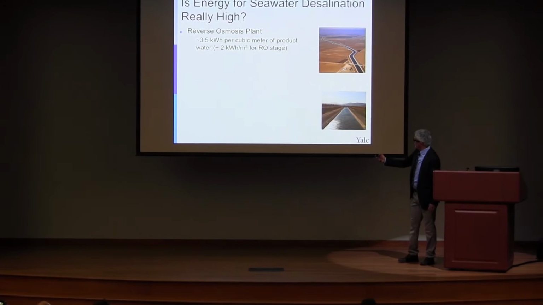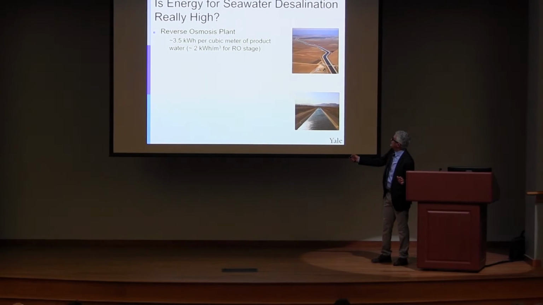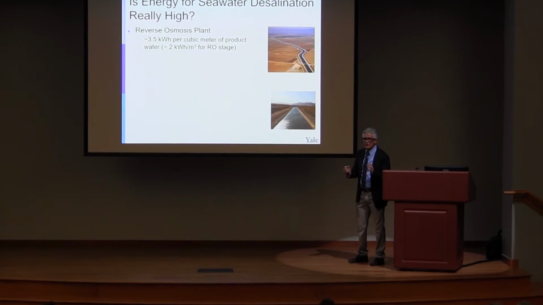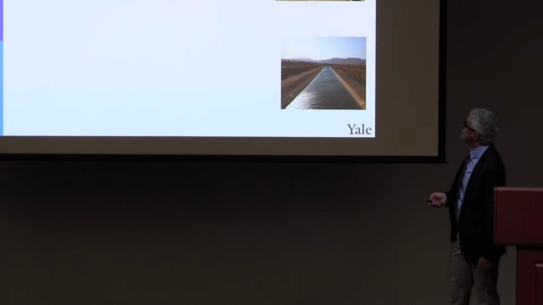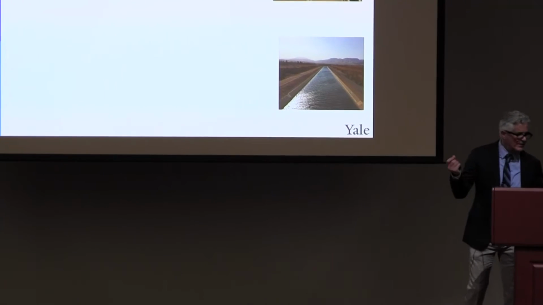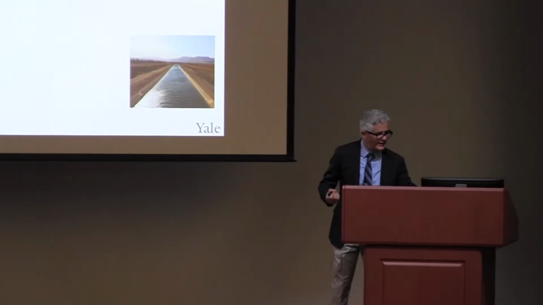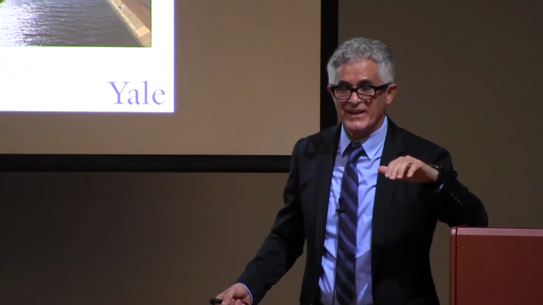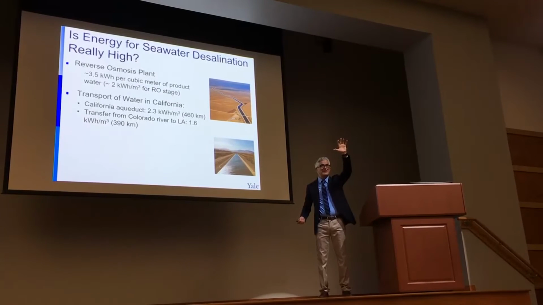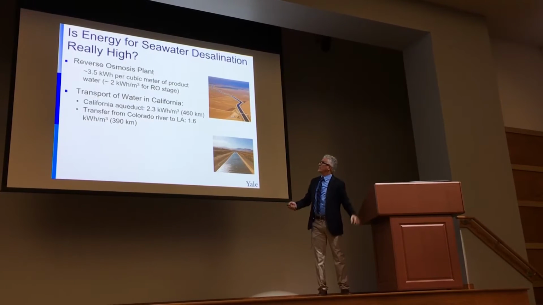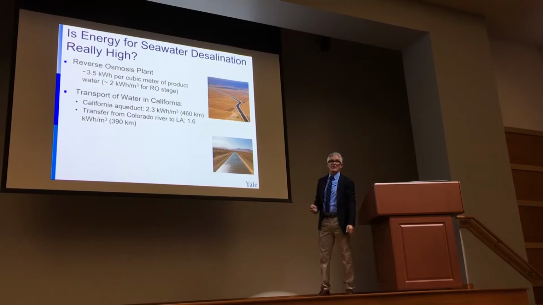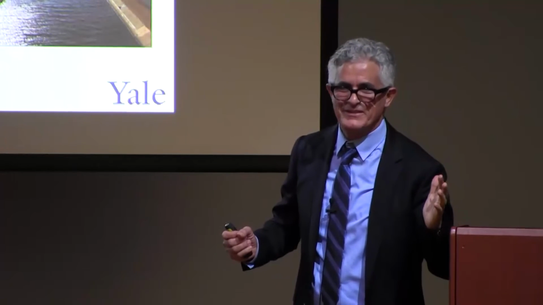So again, let's take an average desalination plant at 3.5 kilowatt hour per cubic meter, and remember the RO, reverse osmosis stage, is only 2 kilowatt hour per cubic meter. Let's look at other water projects and the energy involved. In California, we bring the water all the way to Southern California. Again, I used to be at UCLA, and we get all the water from Lake Shasta going all the way through the Sacramento Delta. And the energy to go through all these aqueducts and going over the mountains, it's 2.3 kilowatt hour per cubic meter, almost close to a seawater desalination plant.